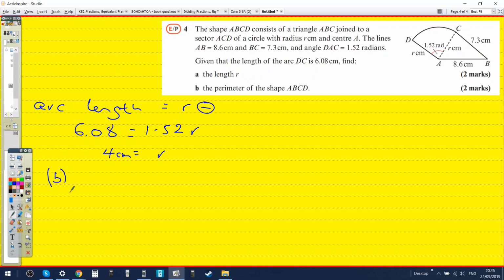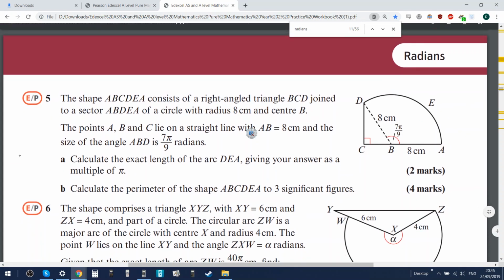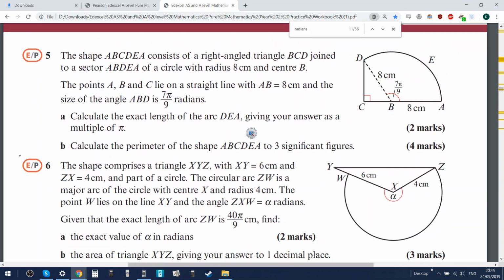The perimeter of a shape. I need to find that. Okay. So you just add them together. It isn't that tough, actually. So you've got 4 plus 4 plus 6.08 plus 7.3 plus 8.6. That was an awkwardly easy question. And you get the idea.